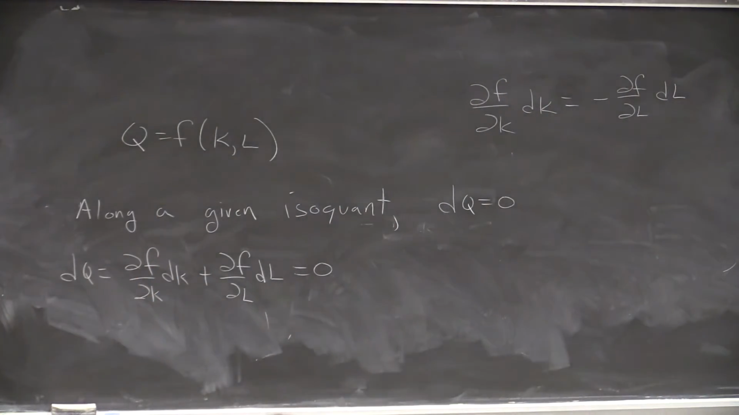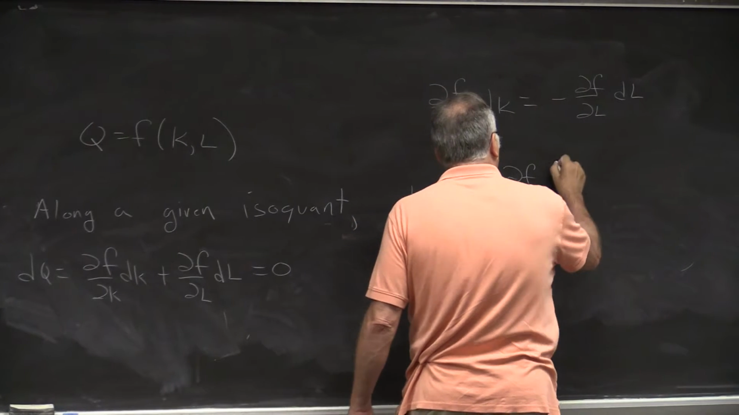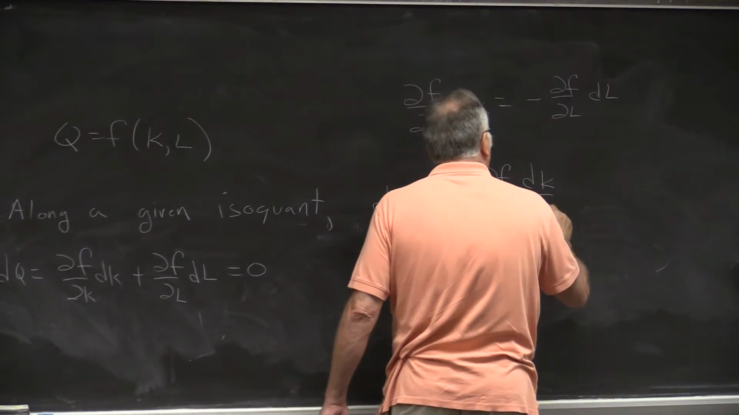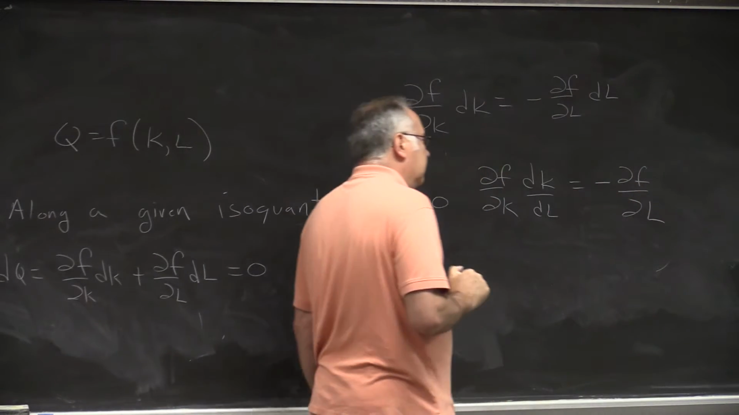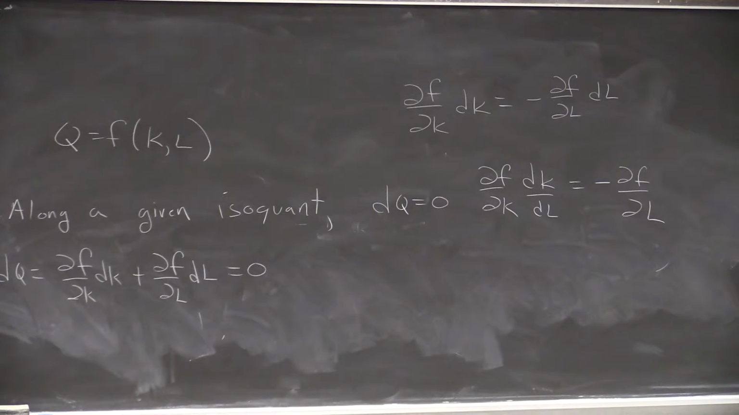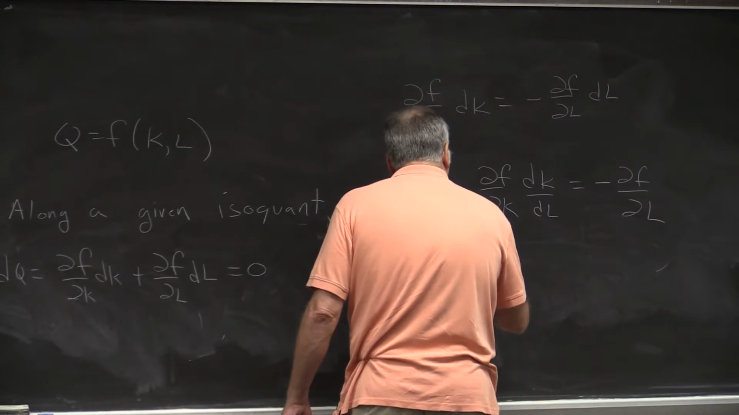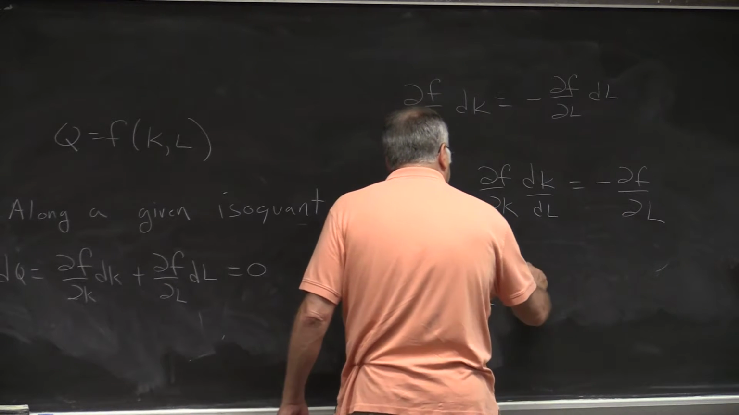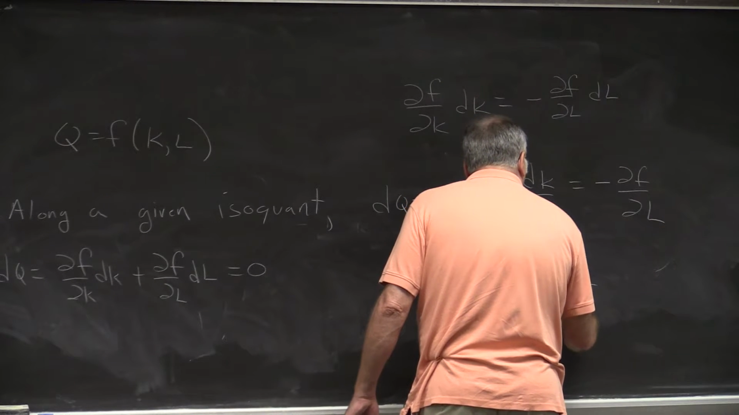Now, let's multiply this equation by 1 over dL. Then we get partial F, partial K, dK/dL equals minus partial F, partial L. And finally, let's divide both sides of this equation by partial F, partial K. And you get dK/dL equals minus partial F, partial L, all over partial F, partial K.